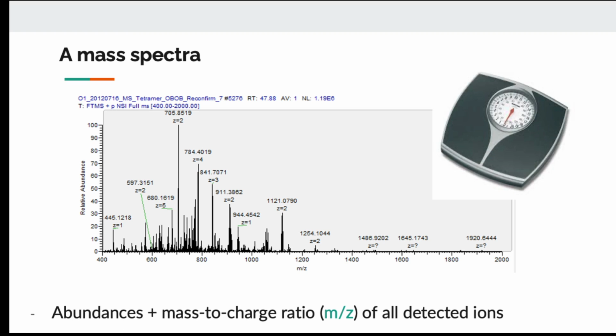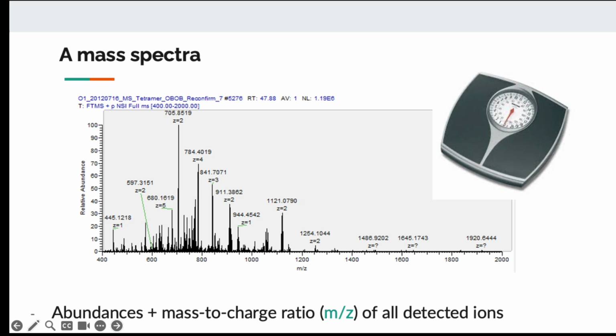So the data that we're going to get from a mass spectrometer will be the mass spectrum. As the name implies, we are going to look at the spectrum of some masses. So all these numbers are telling us that in this protein or in this peptide or in this kind of mixture of proteins, there are ions with a weight of 445.1218 units, and this is the amount of that ion. This is the abundance of that ion. And there are also ions with 705.8519 mass over charge, with a 2 charge on its molecules, and this is the abundance for that ion.